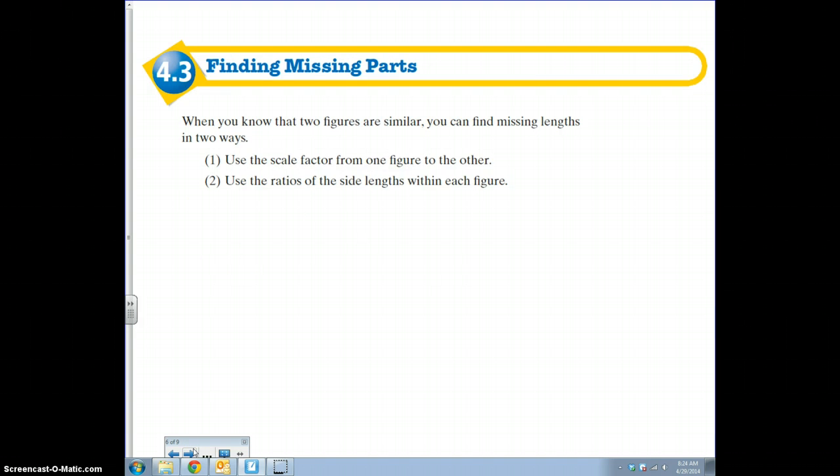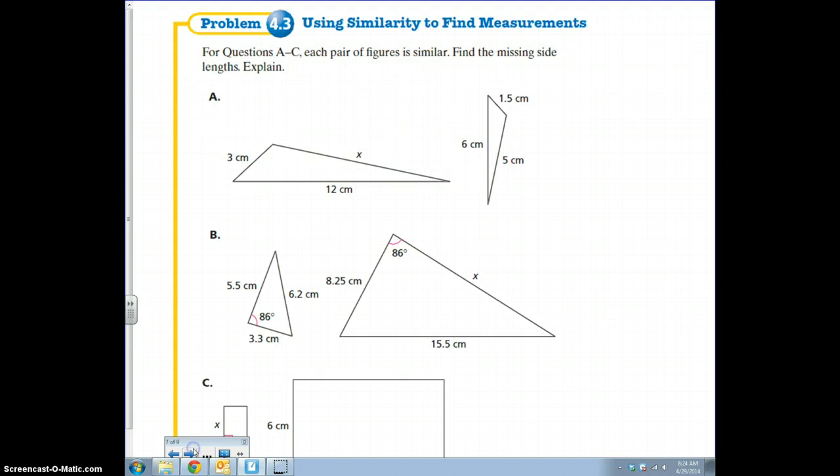Moving on to lesson 4.3, if you need to, take a minute to press pause and go ahead and label your notebook for lesson 4.3, we're going to do that in class today. It says when you know that two figures are similar, you can find the missing lengths in 2 ways. So we've done scale factor from one figure to the other and using ratios with side lengths within each figure. So we're putting it all together today to find missing parts.